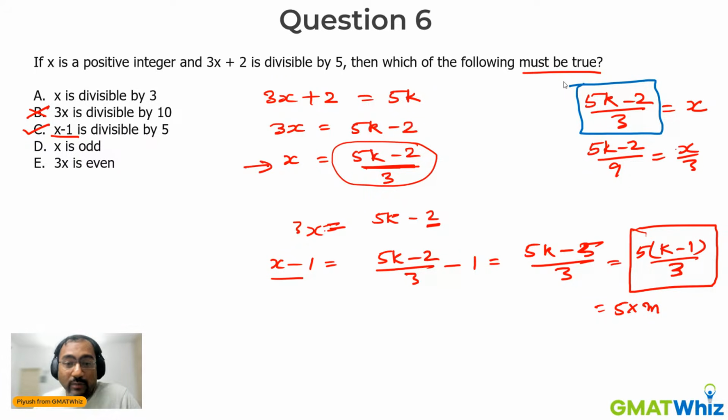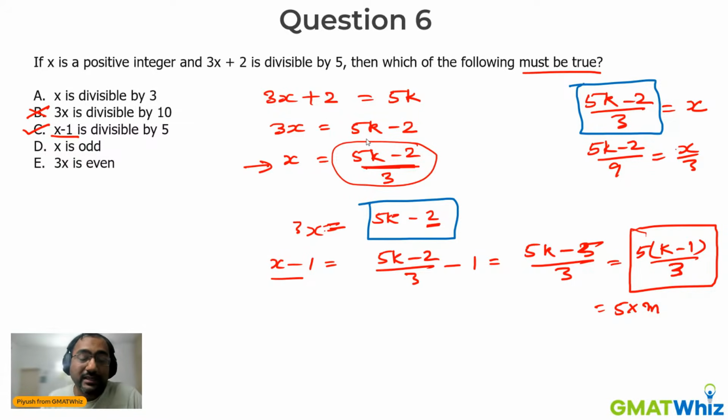Okay. Why is option E wrong? Let me get to that. 3x is even. Now if you look at 3x, it is 5k minus 2. How do I know it is even? I don't have anything to say about that, because if 5k is even, k is even, and in that case 3x is even. If k is odd, 3x could be odd also. So I don't have any solid proof for that. X is odd. Okay, I don't know. Like Shivang, the same logic applies. How do I know (5k minus 2)/3 is odd? There's nothing that tells me that.